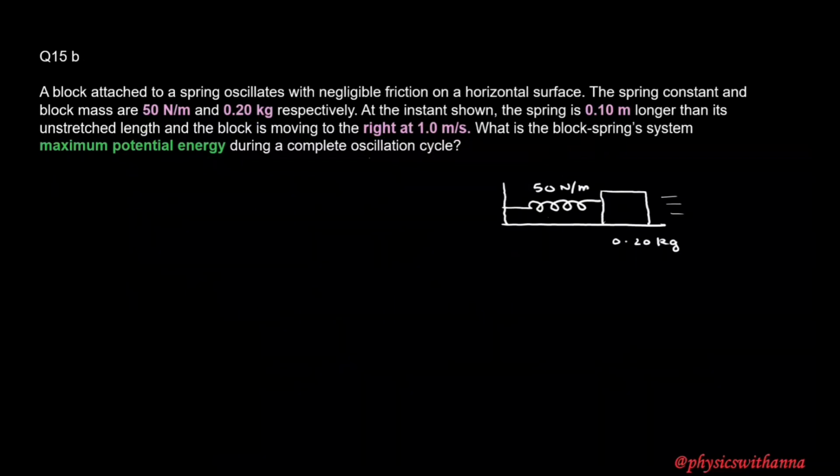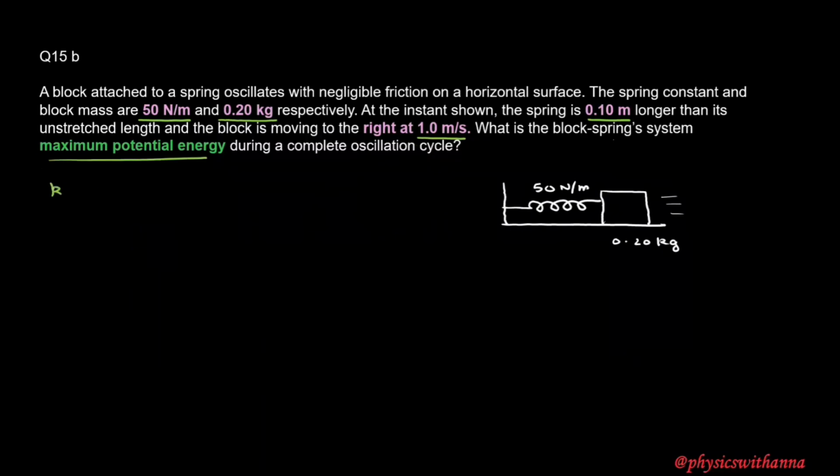Then in the next question, 15b, we have a similar case where we have a spring mass system where the spring constant is 15 Newton per meter and the mass of the block is 0.2 kilogram. At the instant shown, the spring is 0.1 meter longer than its unstretched length, and the block is moving to the right at 1 meter per second. What is the block spring system maximum potential energy?